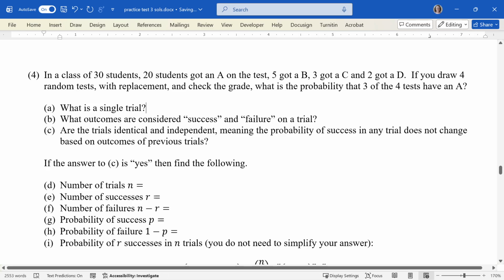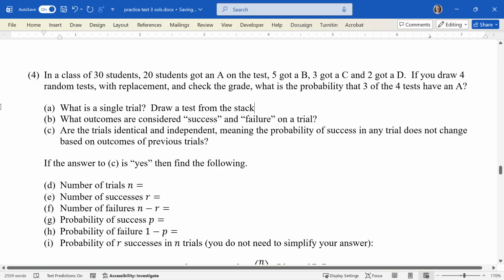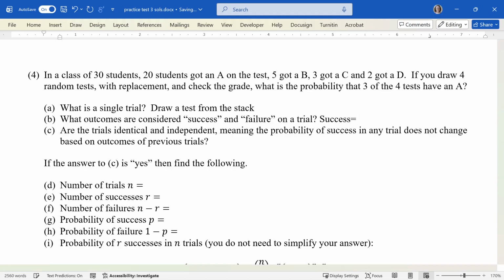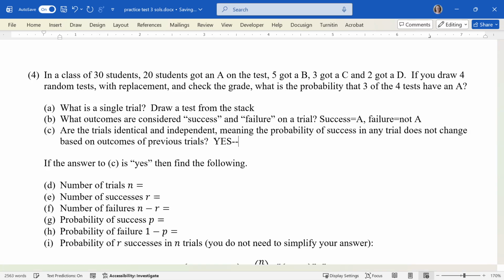Okay, so what is a single trial? What am I doing over and over? Draw a test from the, not deck exactly, but the stack of tests. And what is considered success and failure? What am I looking for? I'm looking for an A. So success will be A. Failure will be not A. Are the trials identical and independent, meaning the probability of success in any trial does not change based on outcomes of previous trials? Because I'm doing this with replacement, yes, it is the same stack of tests every time, and that means the probability will stay the same. Yes, because we draw with replacement.